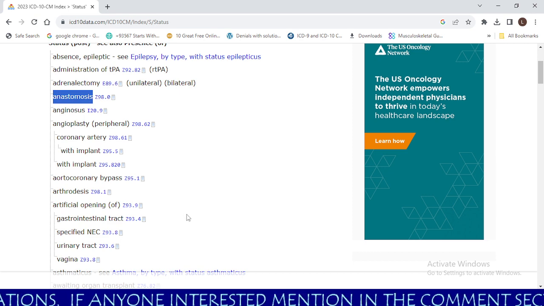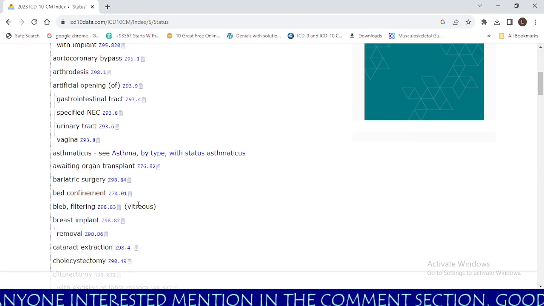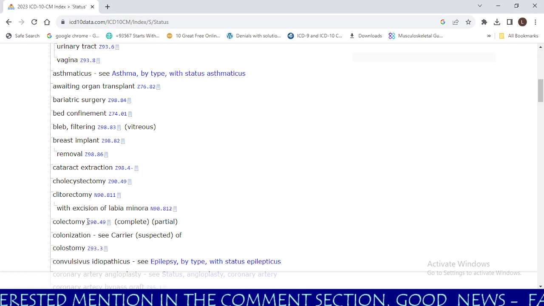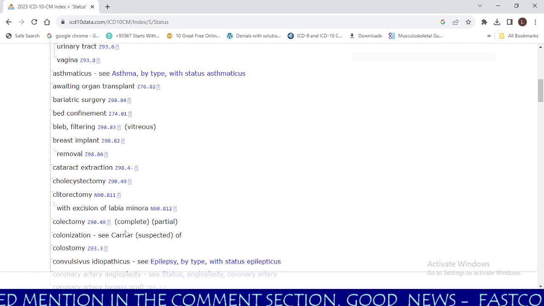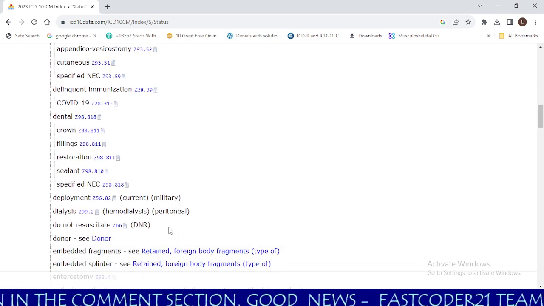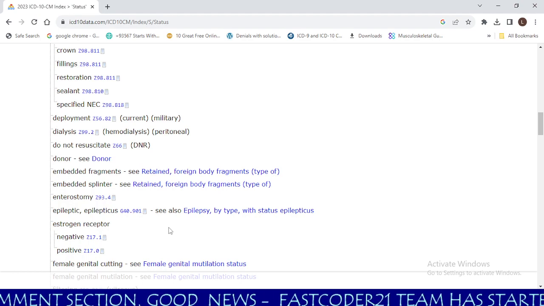And we have aorto coronary bypass, arthro disease, artificial opening, bariatric surgery status, and breast implant status. So all, like colectomy status. So these are the common status codes which we will encounter during our regular coding process.